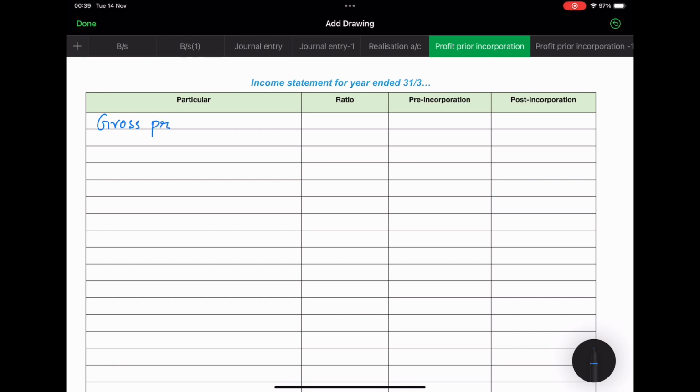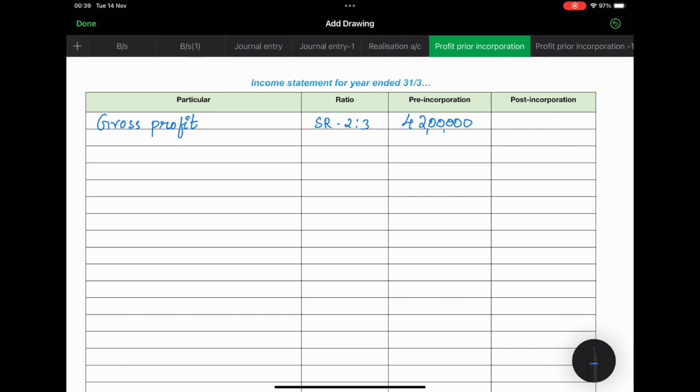Gross profit will always be bifurcated on the basis of sales ratio. The sales ratio is 2 is to 3. So how much gross profit are we having? We are having gross profit of 1 crore 5 lakh. So we calculate 1 crore 5 lakh into 2 by 5, and we get 42 lakh as the value.